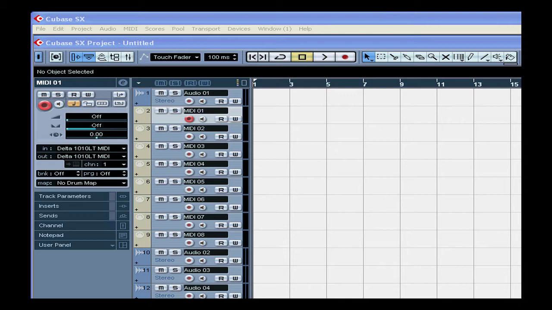It's also a good idea to defragment your hard drive from time to time. This is going to help your computer's overall performance. And finally, it's a good idea to back up your project regularly on an external hard drive.